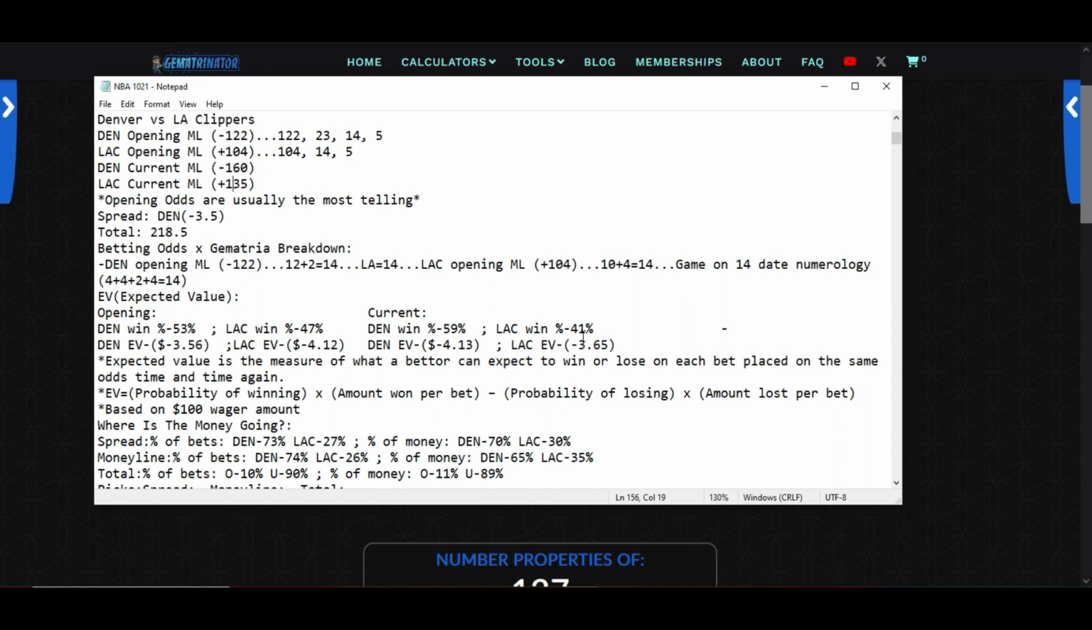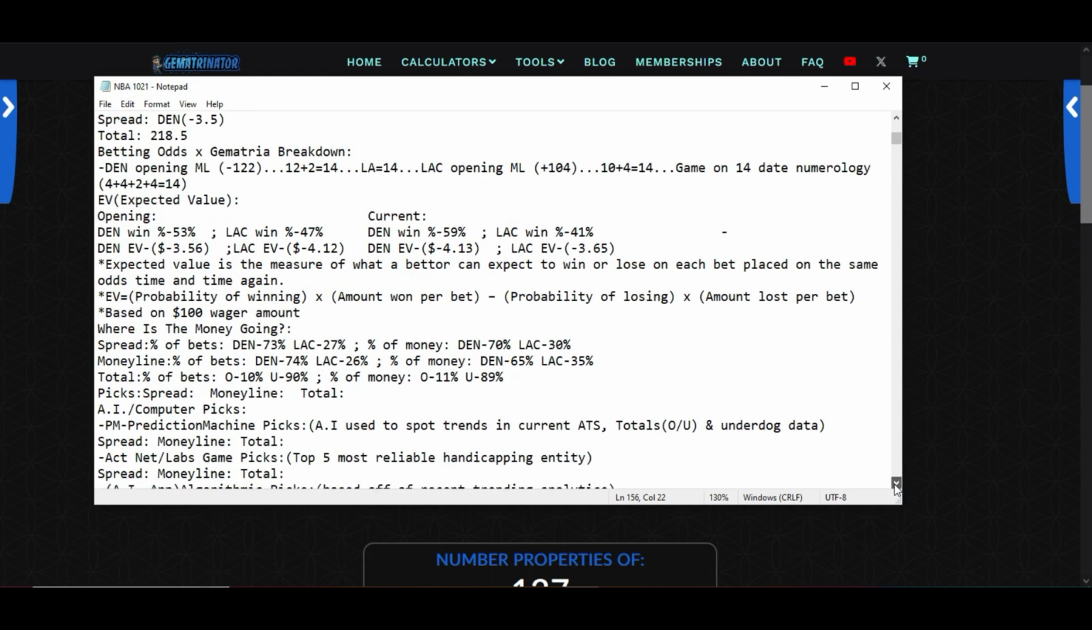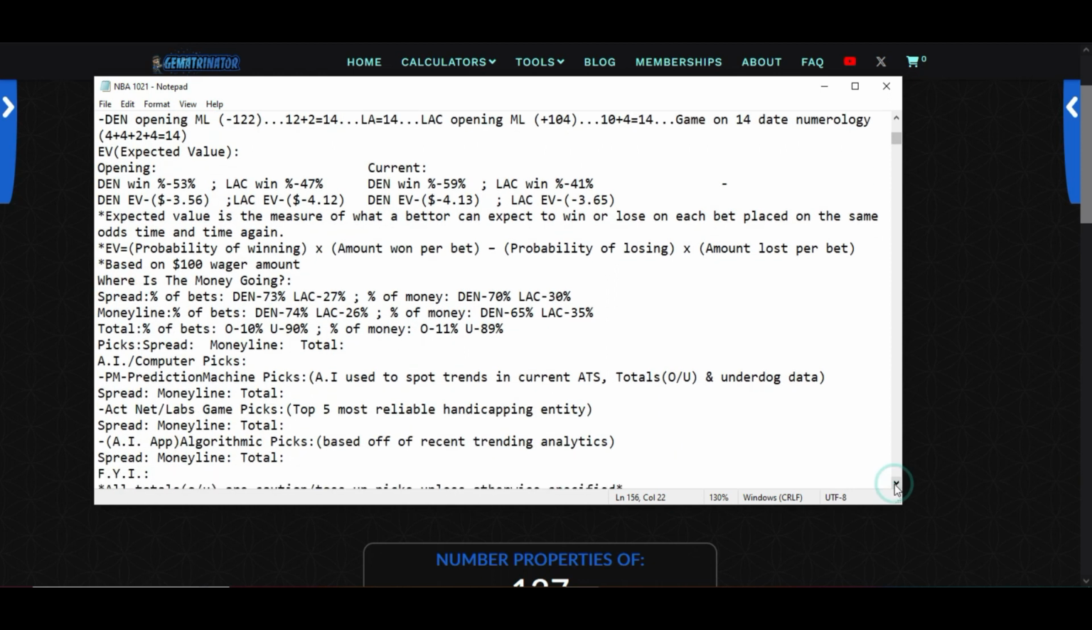Now, of course, the Nuggets being the more massive favorites as the day went by, minus 122 opening to minus 160. They went down in value by increasing the negative expected value. Clippers went up in value several cents because obviously they went down, which means they went up on the odds positively. More value to the sportsbooks with the negatives. But it all depends on what? Where is the money going?